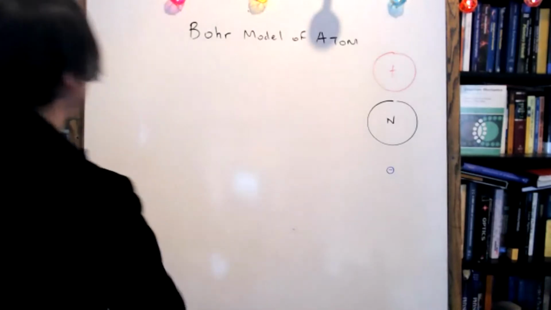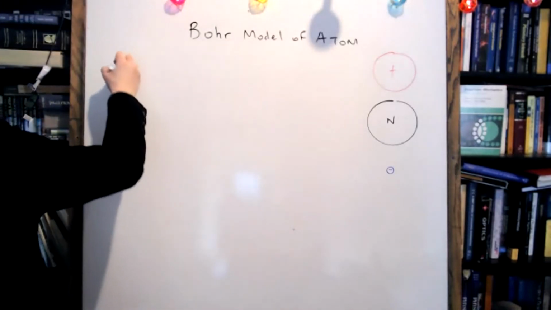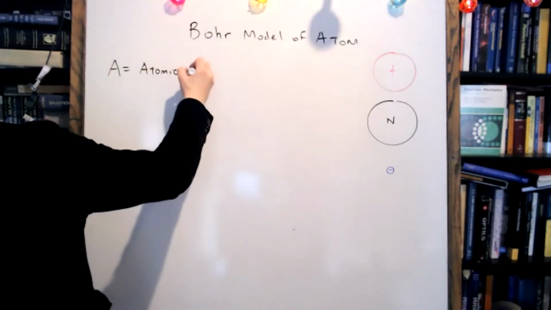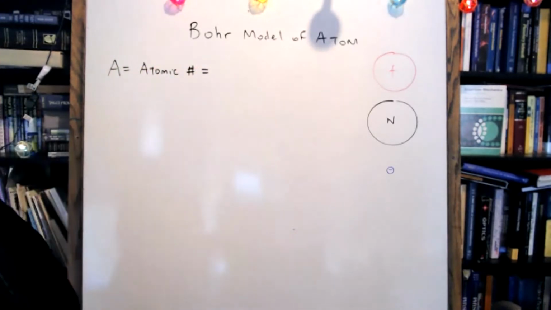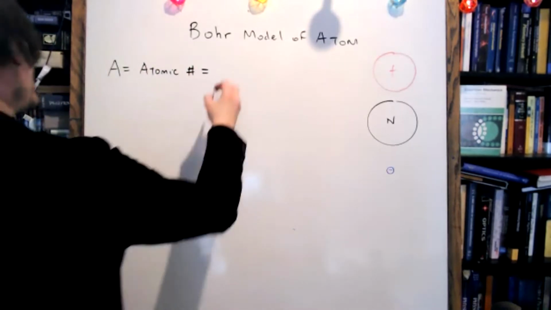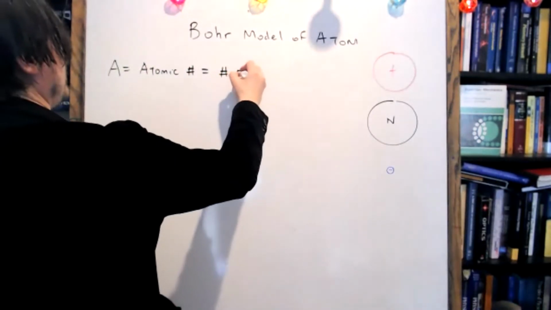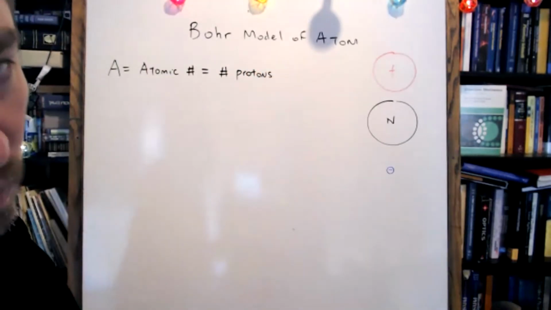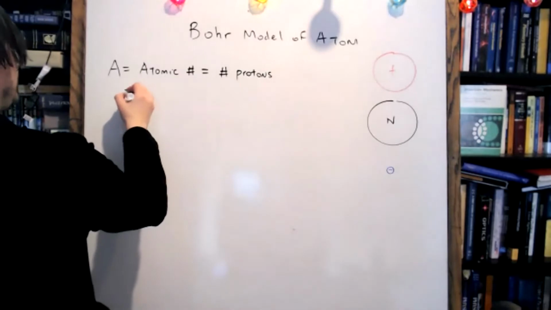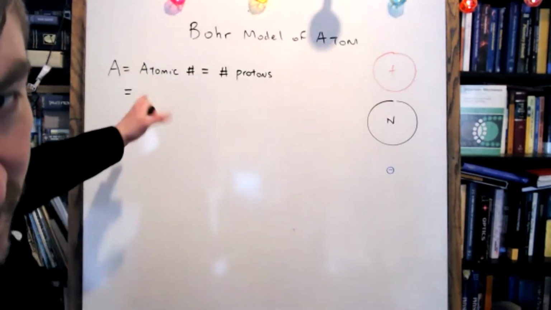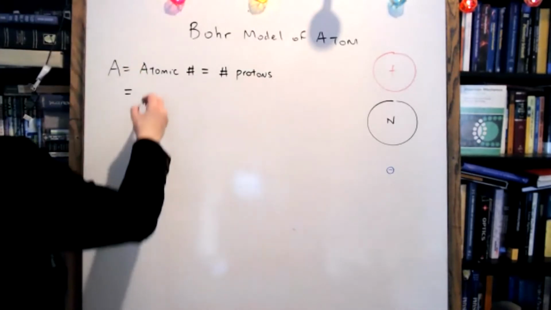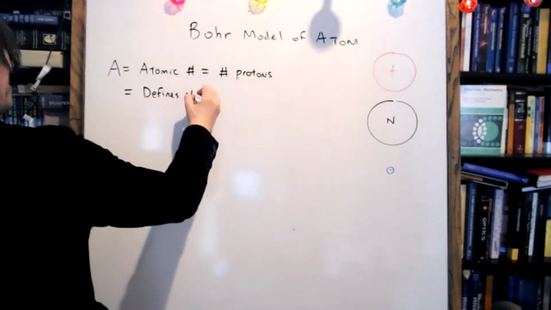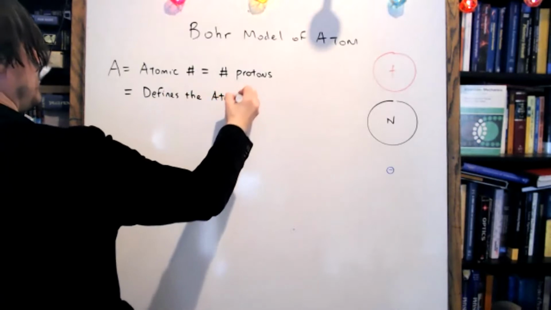let's define a few things about atoms that we need to know. Let's start with A, what I'm going to call the atomic number. The atomic number is the most important number associated with an atom. And it basically just tells you the number of protons in the nucleus of the atom. Why is that so important? Because we have decided that the atomic number, the number of protons, defines the atom or element. Same thing.